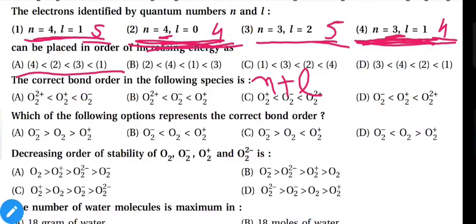That means first you have to find the n plus l values. Then if you find similar n plus l values, you have to concentrate on the n values alone of those similar n plus l values. Then arrange them in their increasing order.